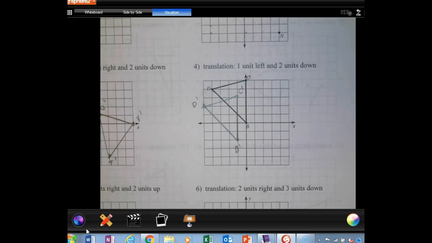Do we have any questions on this translation day 1? Everybody good? Following the directions, writing your prime point, and then connecting your points. We got this? All right. Take the rest of the class to finish the assignment.